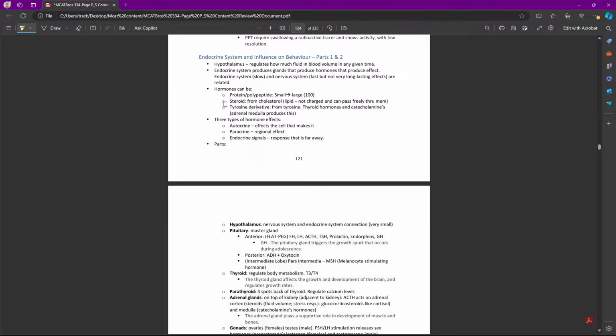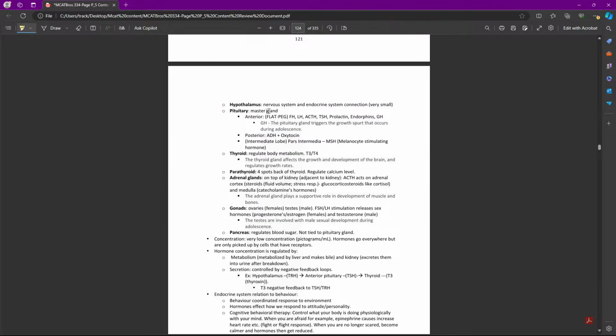And there's three types of hormone effects. Autocrine is like affecting its own activity of itself. Paracrine is like short regions of nearby cells. Endocrine is like farther away responses, like hormone responses.